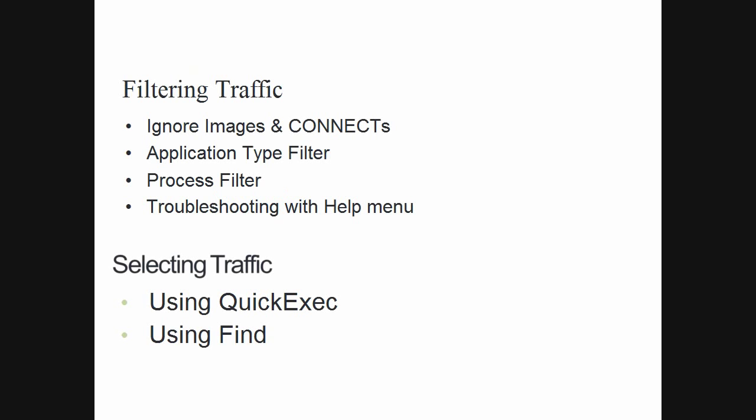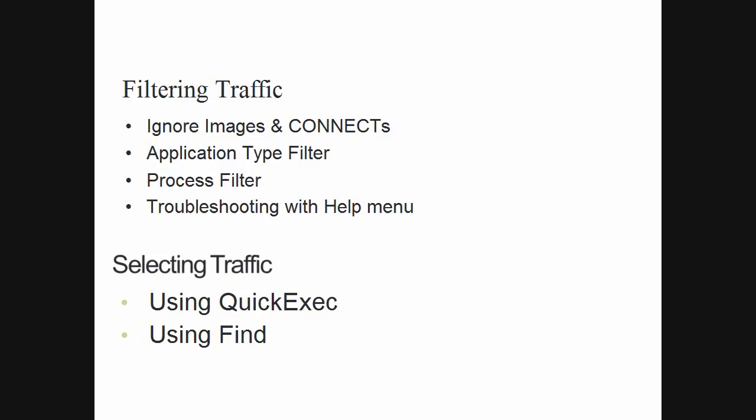Analyzing traffic with Fiddler. Certainly, Fiddler includes a lot of filtering features, and sometimes it's confusing how many filtering features Fiddler offers, but there's a reason for it, which is there's a lot of HTTP traffic going on, and very often you don't really want to see all that stuff. So there are built-in filters on the Rules menu for ignoring images and CONNECTs.